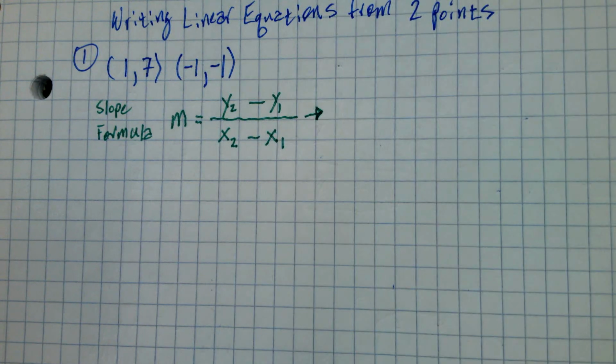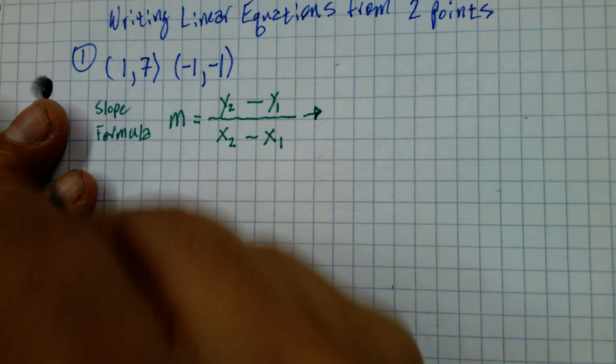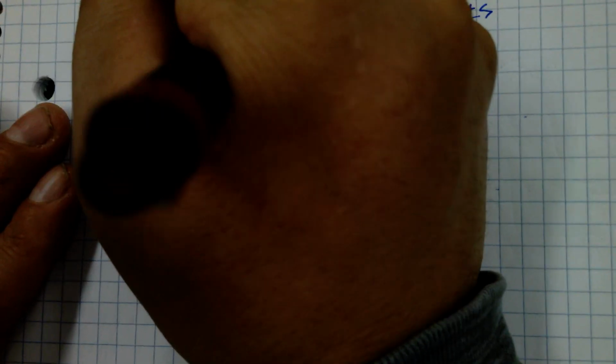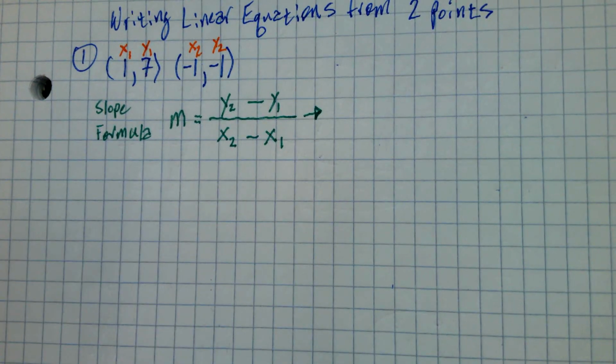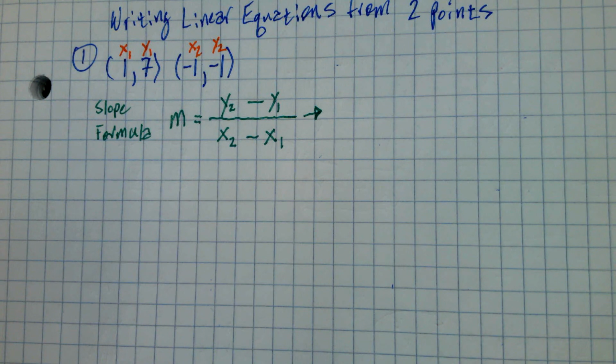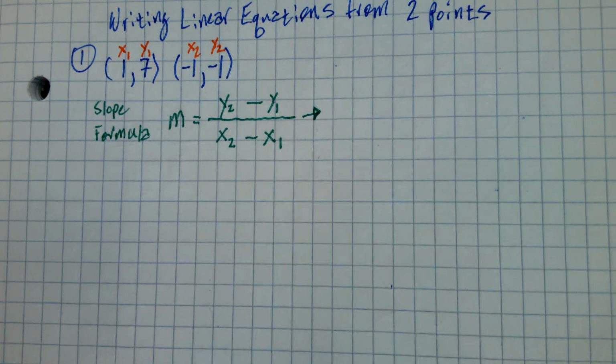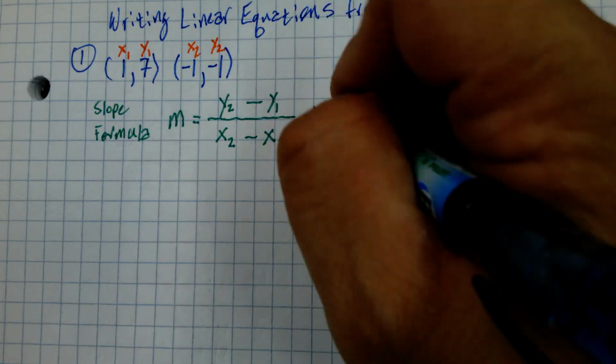And we have our 2 points. So you don't have to label them, but for this first example, I will. This is going to be my first x. So this is x1, and this is y1, and this is going to be x2 and y2. And now I'm going to go ahead and put those values into this formula. Let's get started.